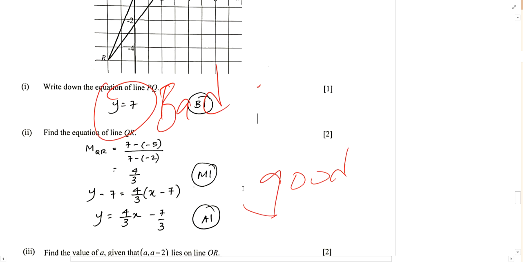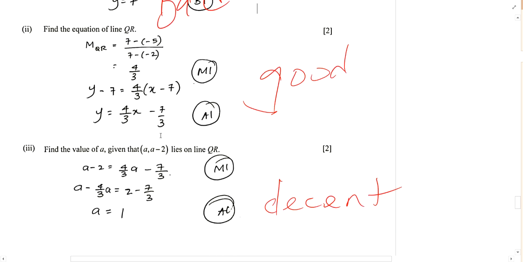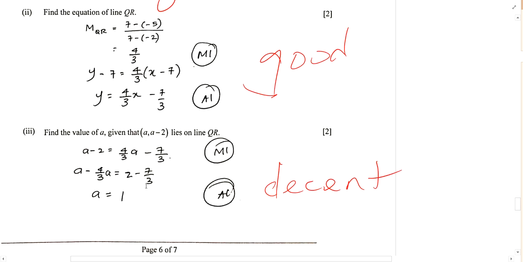Okay. Now part 2. Quite well done. Find the equation of QR. So find the gradient. Substitute in the set of coordinates. Find the y-intercept. Part 3. Decent. You just substitute in the x and y coordinates. In this case, it is a and a minus 2. Solve for a. That's it. Okay?